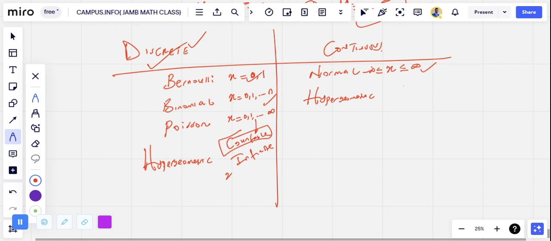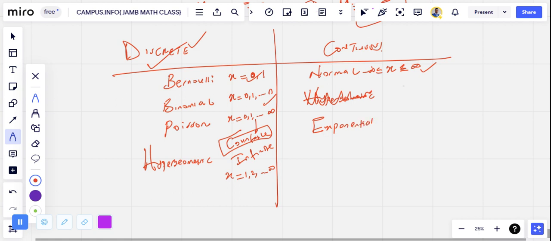Is discrete. Why? Because x ranges from 1, you saw 1 to 3, going to infinity, right? So that means hypergeometric is discrete, not continuous. Anytime you see a particular distribution that has an inequality sign, that makes it continuous. Just take note. Like exponential distribution.